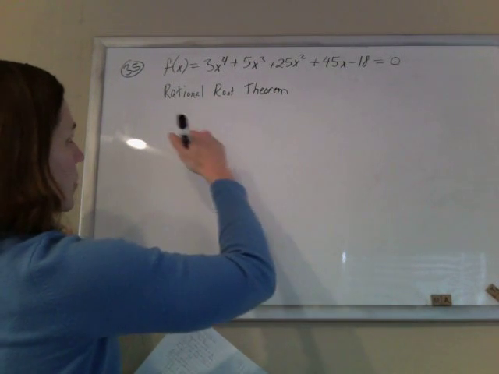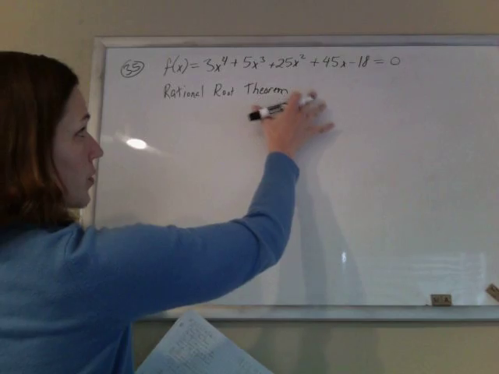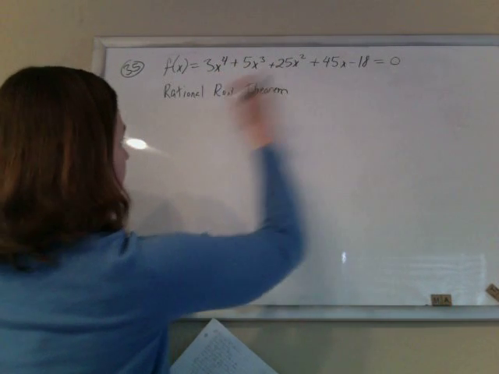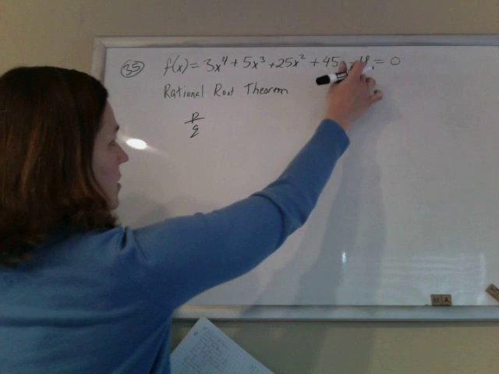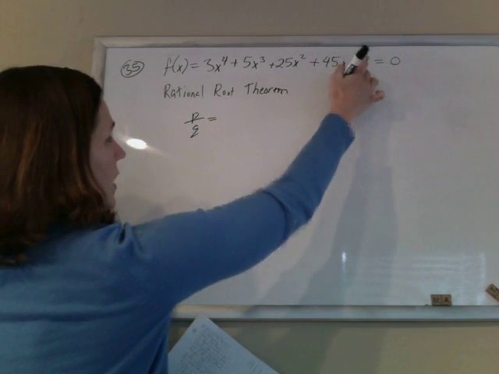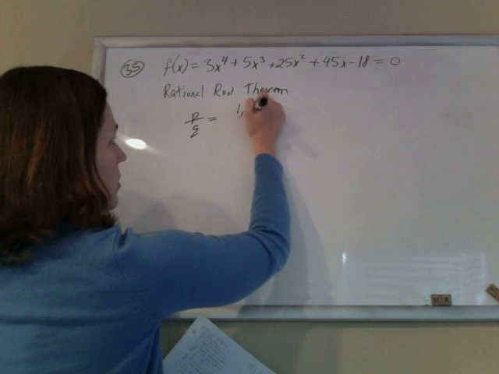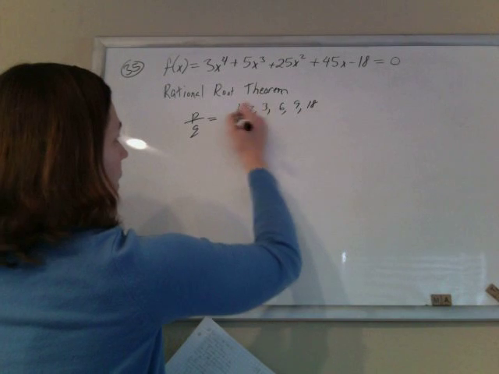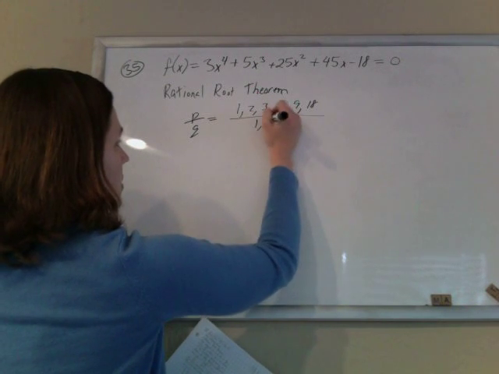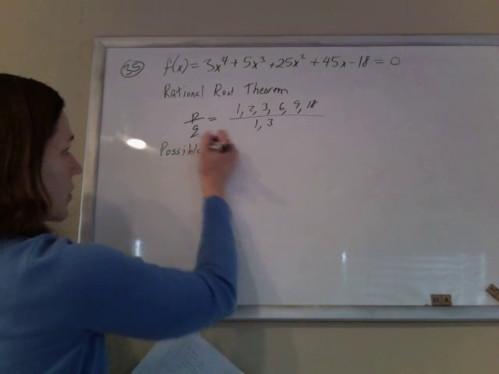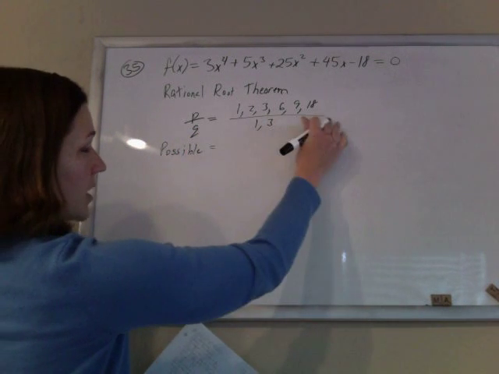So our rational root theorem says that if this thing has rational roots, it'll be in the form p over q, where p is factors of this constant term, and q is factors of my leading coefficient. So factors of the constant term are 1, 2, 3, 6, 9, and 18, and factors of the leading coefficient are 1 and 3. My possible rational roots then are any combination of these.